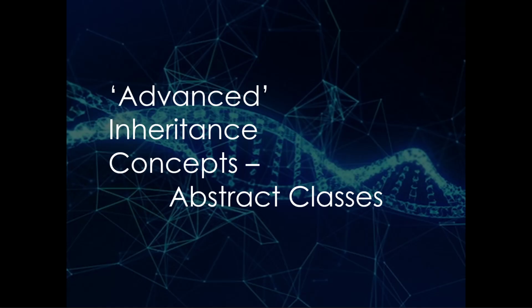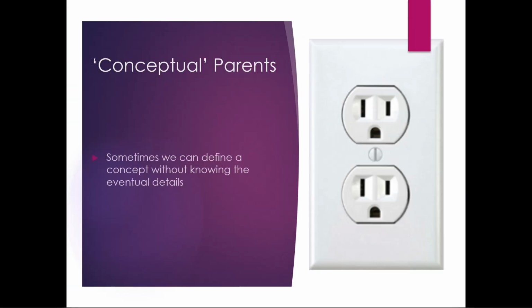A very fast follow to the idea of inheritance is an advanced concept, I'll call it, of an abstract class. Now, abstract classes are not required. You don't have to ever use them, but in many cases, they're very appropriate to be used, and they actually make a lot of sense in most inheritance hierarchies. So the idea of an abstract class is defining that conceptual parent.